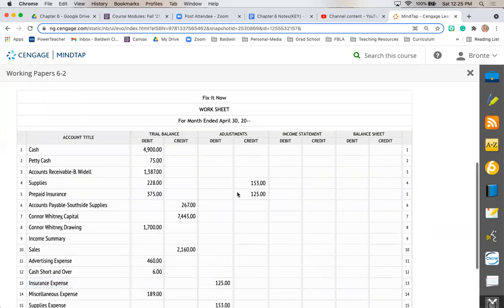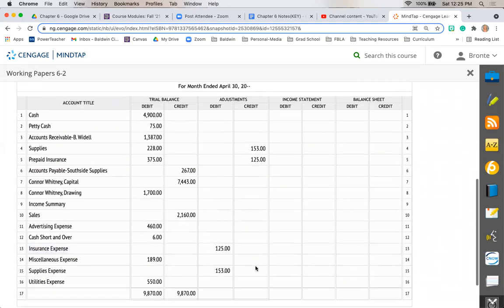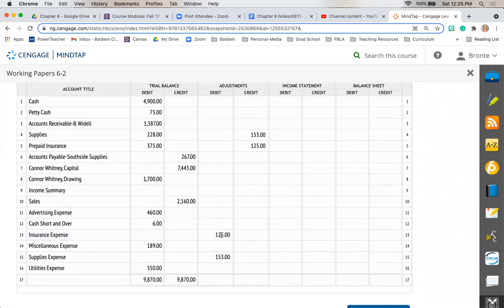The last thing I need to do here is add up my debits and my credits, which are the same numbers on both sides. So 125 plus 153 is 278, and then 278. All right, that is 6.2.